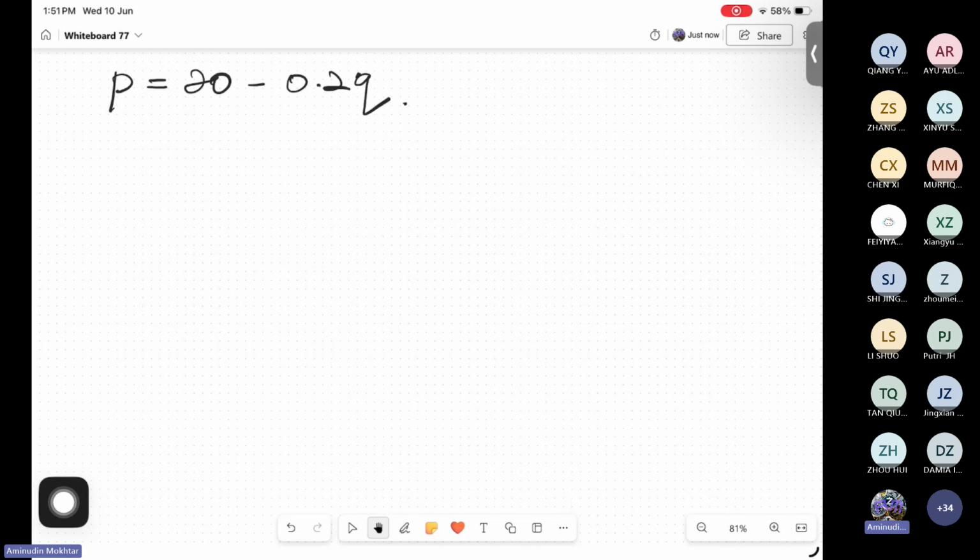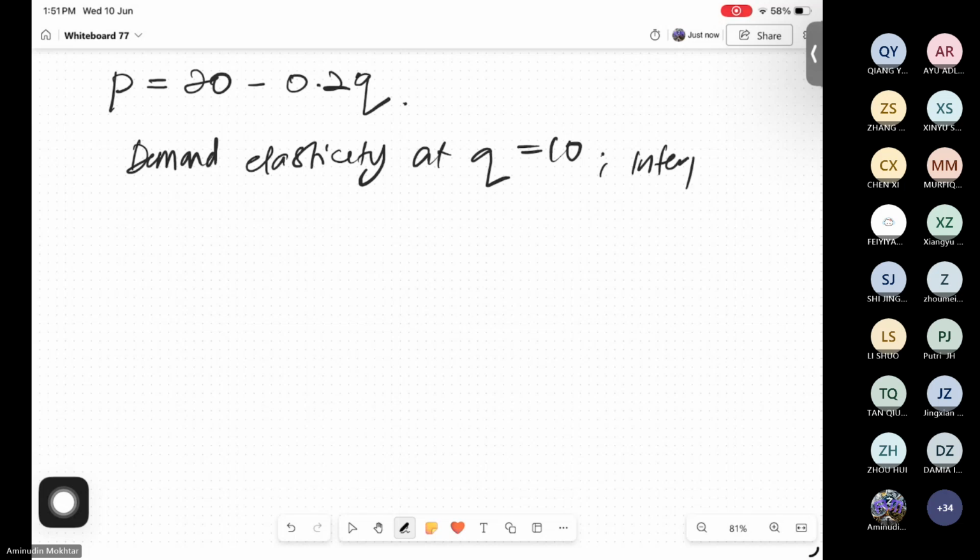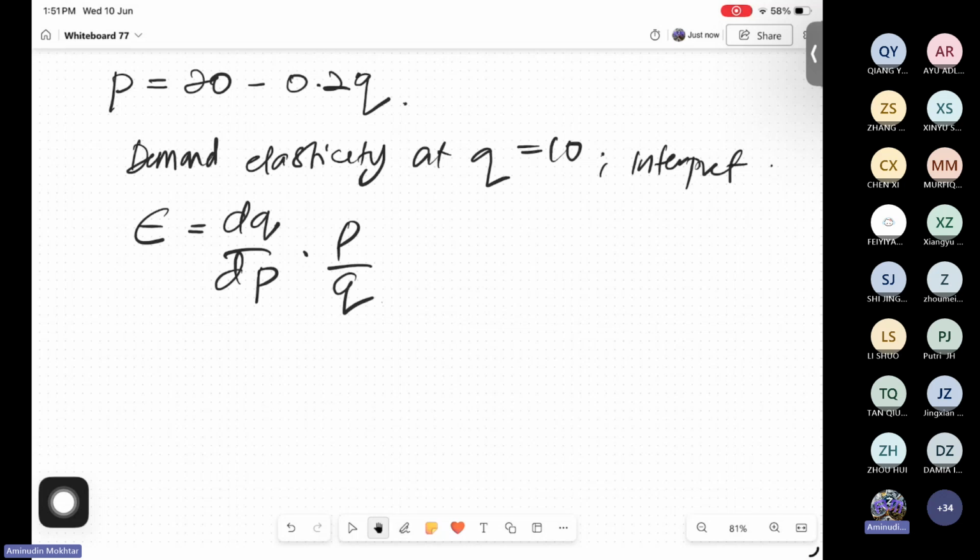The question is, we need to find the demand elasticity. Calculate the demand elasticity, keanjalan permintaan, at Q equal 10 and interpret. What is demand elasticity? Demand elasticity is E, equal to dQ/dP times P over Q. That is the demand elasticity.